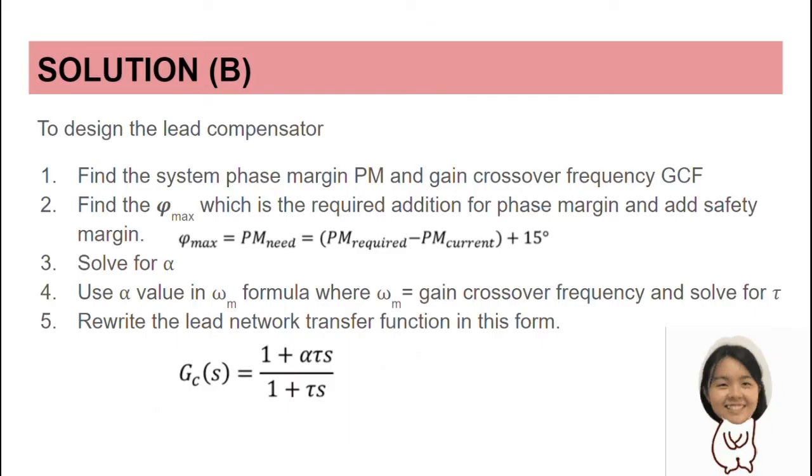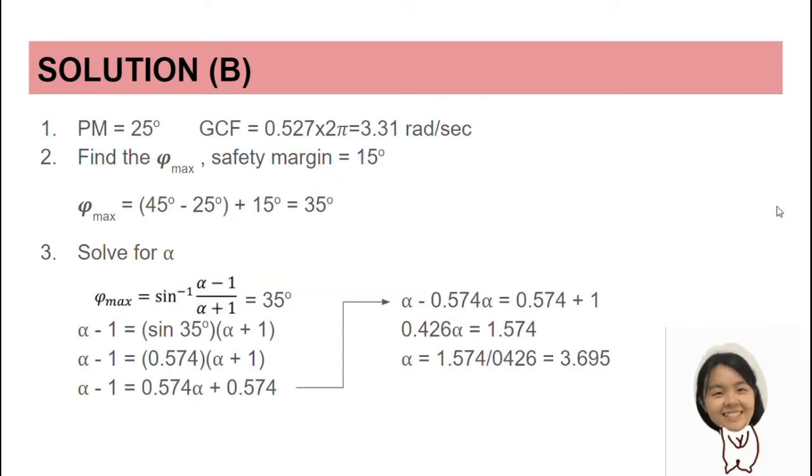Thank you. Hello, my name is Xinyin and I will explain section B of our question. Our group decided to design a lead compensator, and here are the 5 steps to design a lead compensator. First, we need to find the phase margin and the gain crossover frequency, which is found in section A of our question, which is 25 and 0.527 Hz. The gain crossover frequency is converted into radians, which is 3.31 radians per second.